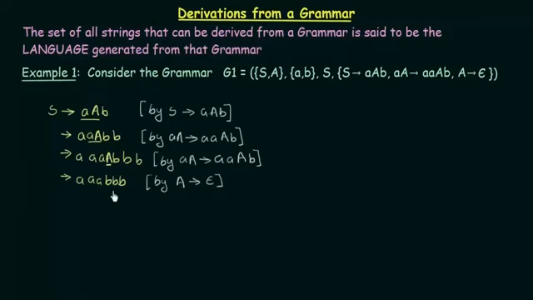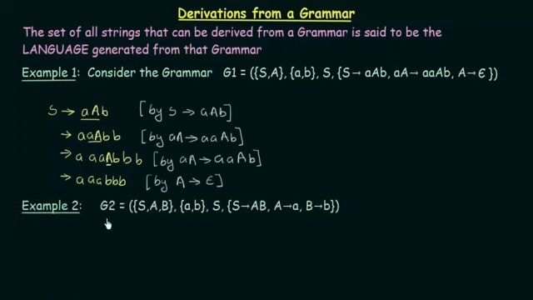So similarly you can derive other strings from this grammar, and the set of all the strings that can be derived from this grammar G1 will be known as the language generated from this grammar. Okay, now let's see another example. Here we have another example grammar G2, which is given like this.